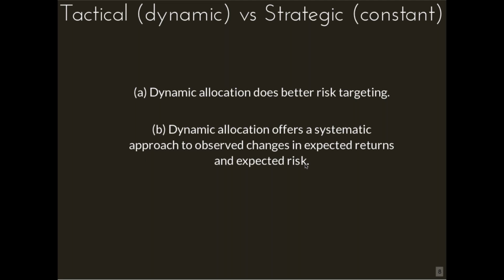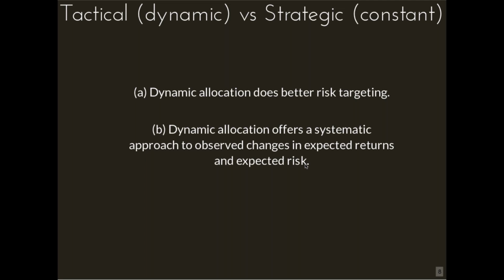Tactical means changing your asset allocation in a way that reflects your expectation of how well each of the asset classes will do and your expectation of how risky they are going to be. So tactical asset allocation is dynamic, strategic is constant.